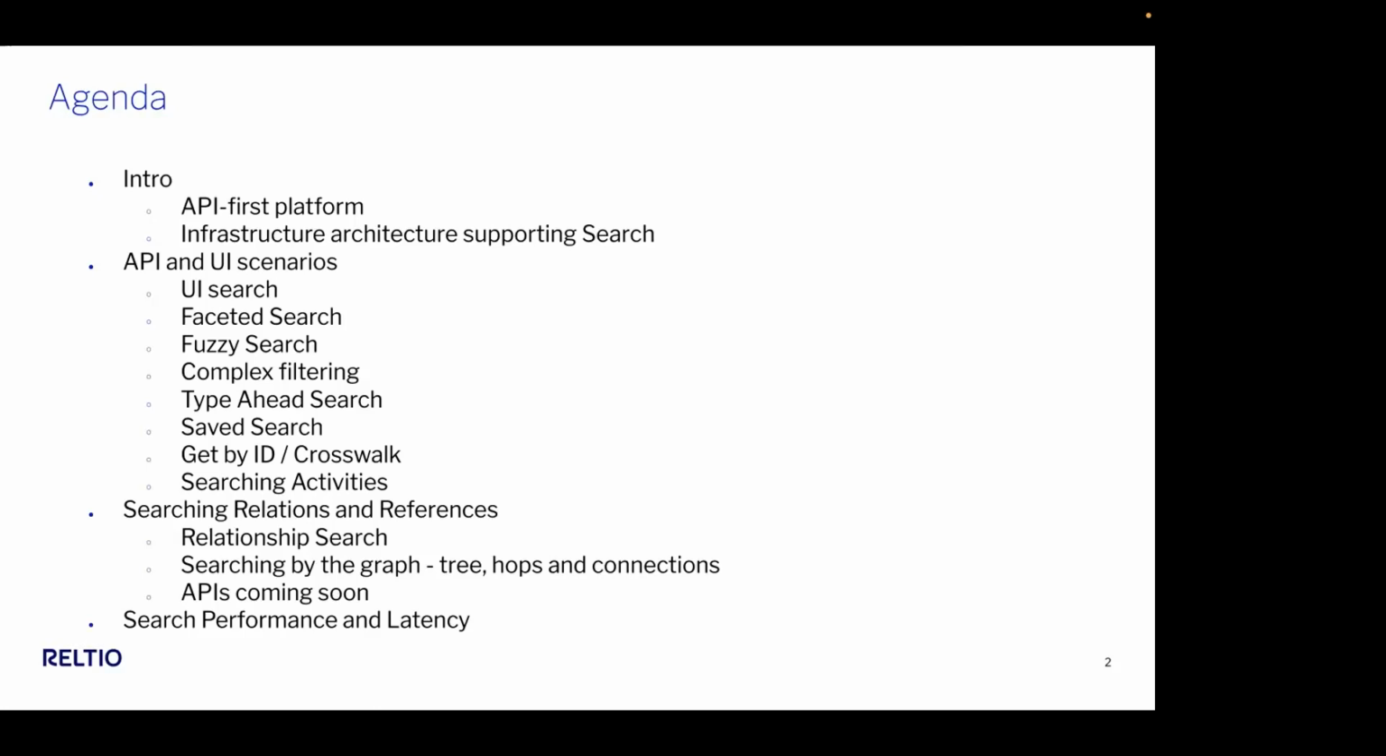Then Abhradeep will walk you through the specific scenarios for API and UI search. Then we'll talk a little bit more about things like searching activities and getting an entity directly by ID or crosswalk. Then we'll talk about searching relations and references, and touch base on relationship search, searching by graph APIs like building the tree, hops, finding hops or connections for a specific profile. And at the very end, we'll talk a little bit about API performance in terms of search scenarios specifically. Next slide.